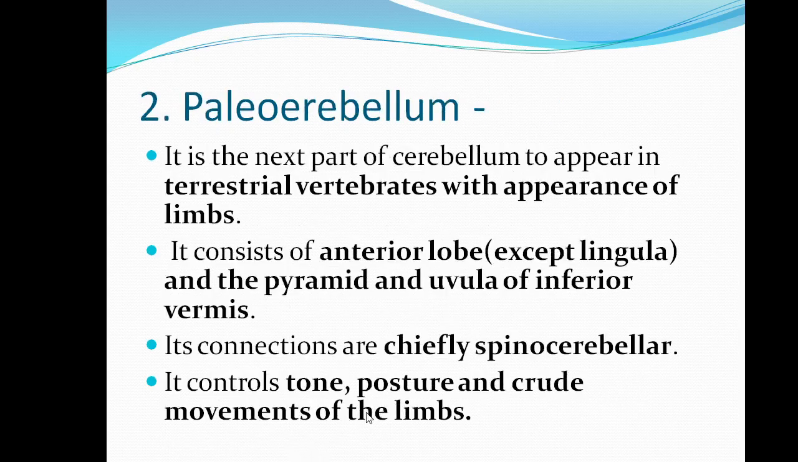The paleocerebellum is the next part of the cerebellum to appear in the terrestrial vertebrates with appearance of limbs. It consists of anterior lobe except the lingula and the pyramid and uvula of the inferior vermis. Its connections are chiefly spinocerebellar. It controls tone, posture, and crude movements of the limbs.